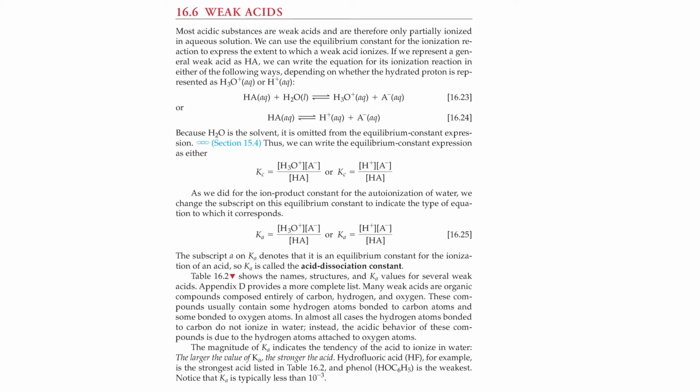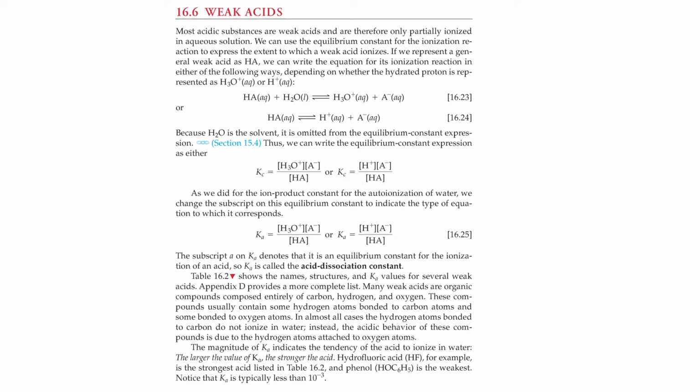We changed the subscript of the equilibrium constant to indicate the type of equation to which it corresponds. The subscript on K sub A denotes that it's an equilibrium constant for the ionization of an acid. So K sub A is called the acid dissociation constant. Table 16.2 shows the names, structures, and K sub A values for several weak acids. Appendix D provides a more complete list.